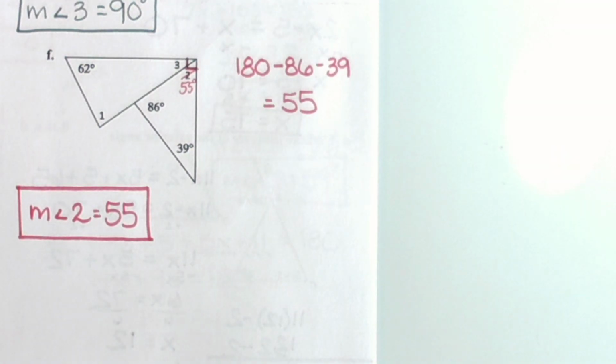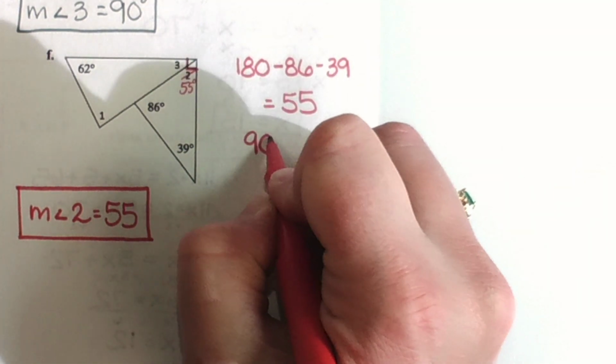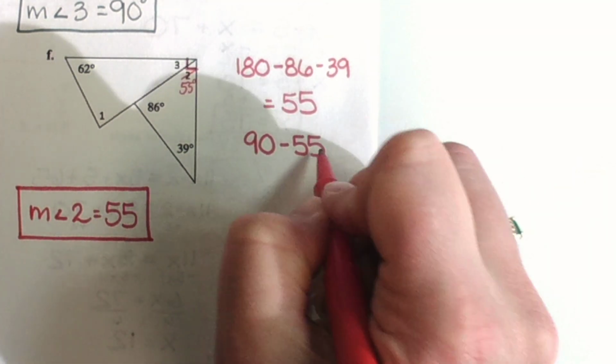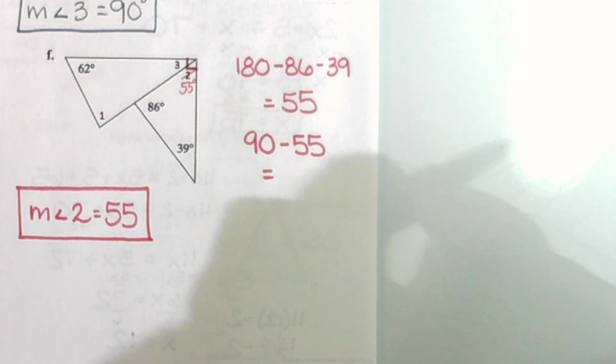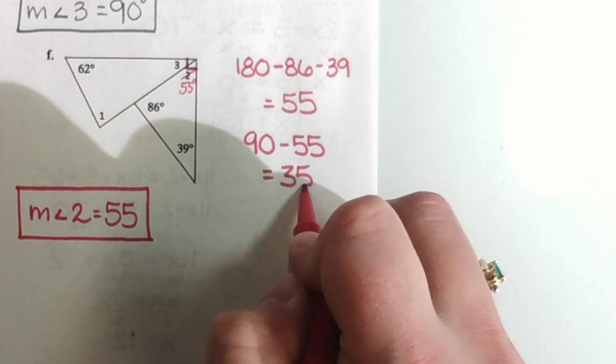Now we're going to use the right angle to our advantage. That's a right angle, which means these two add up to 90. If they add up to 90, 90 minus the part I know gives me the rest of it. Did you say 45? 35, that makes more sense.